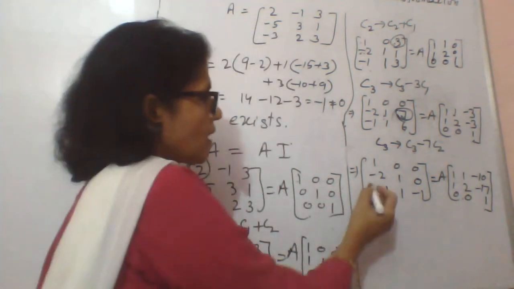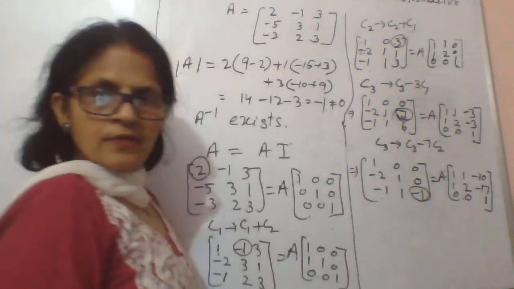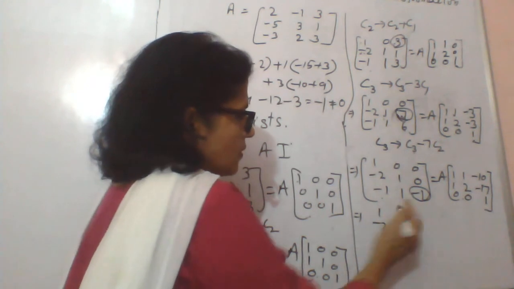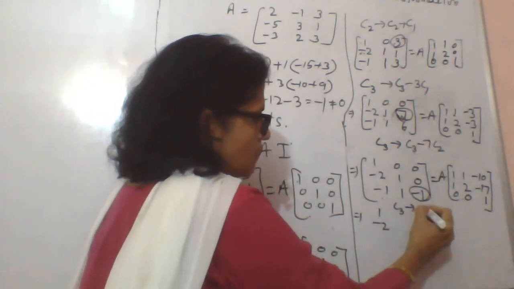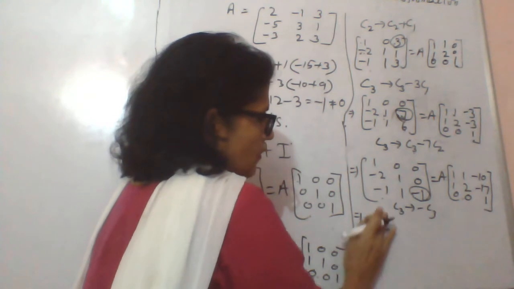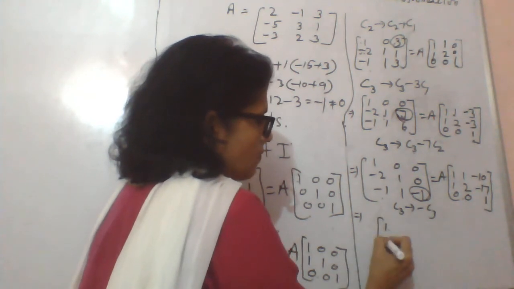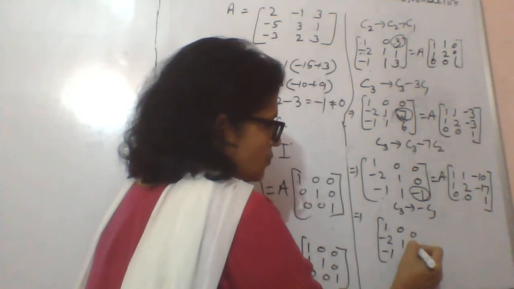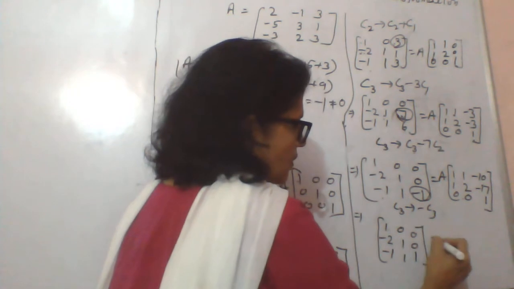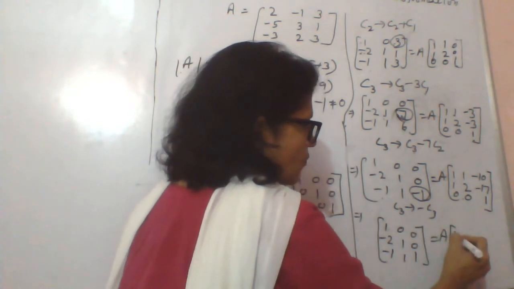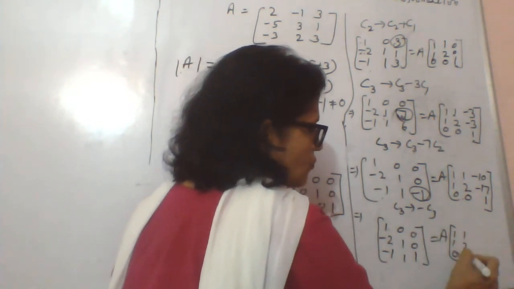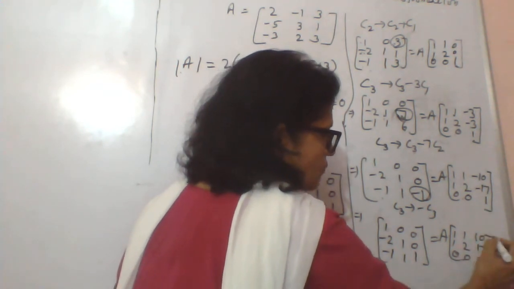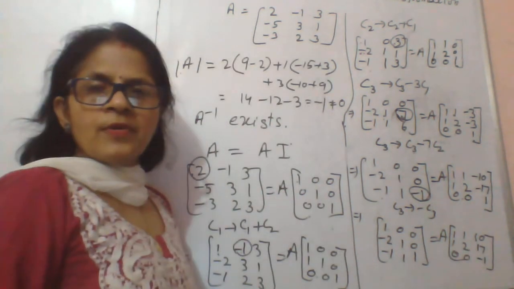Done. Now next target is to make it 1. So it is 1, minus 2. Then you write C3 replaced by minus C3. Okay. So here you can take 1, minus 2, minus 1, 0, 1, 1, 0, 0, 1 equal to A times 1, 1, 0, 1, 2, 0, 10, 17, minus 1. Okay, so just have a look at these steps.